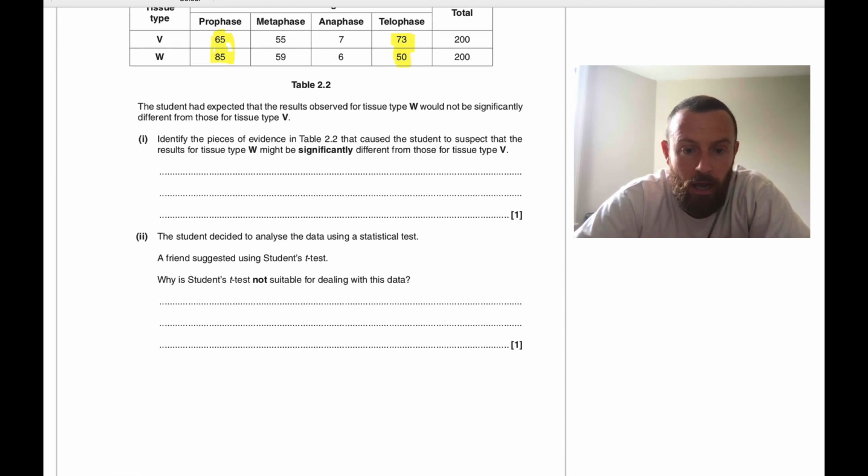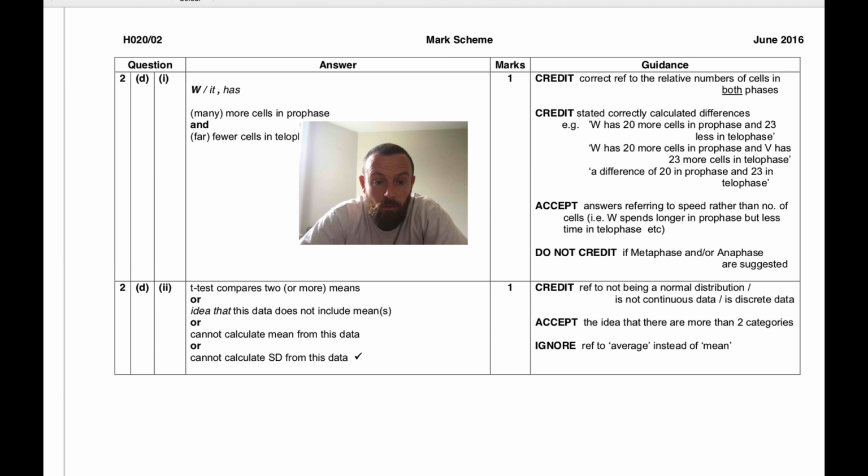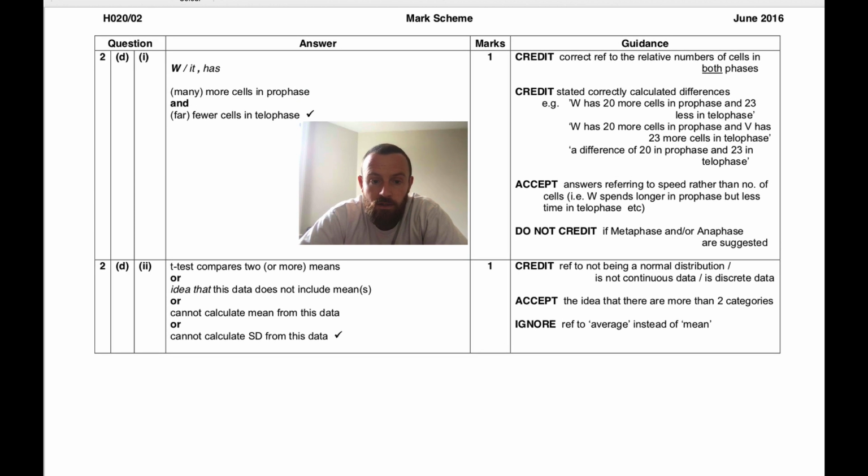Let's just quickly look at the mark scheme and check that we got that right. Okay, so this was for the first part. W has more cells in prophase and fewer in telophase. And that second part, a t-test is used to compare means. And also we can't calculate standard deviation from this data. Okay.